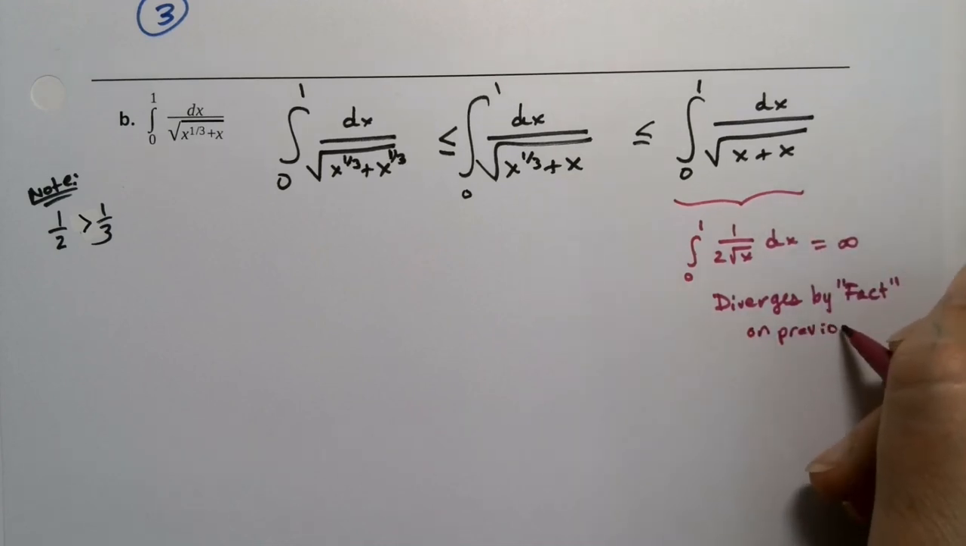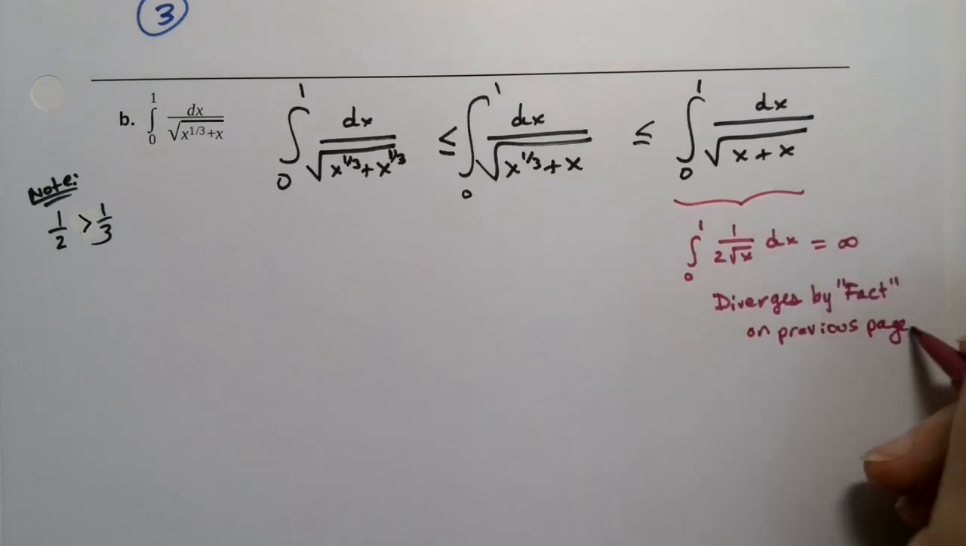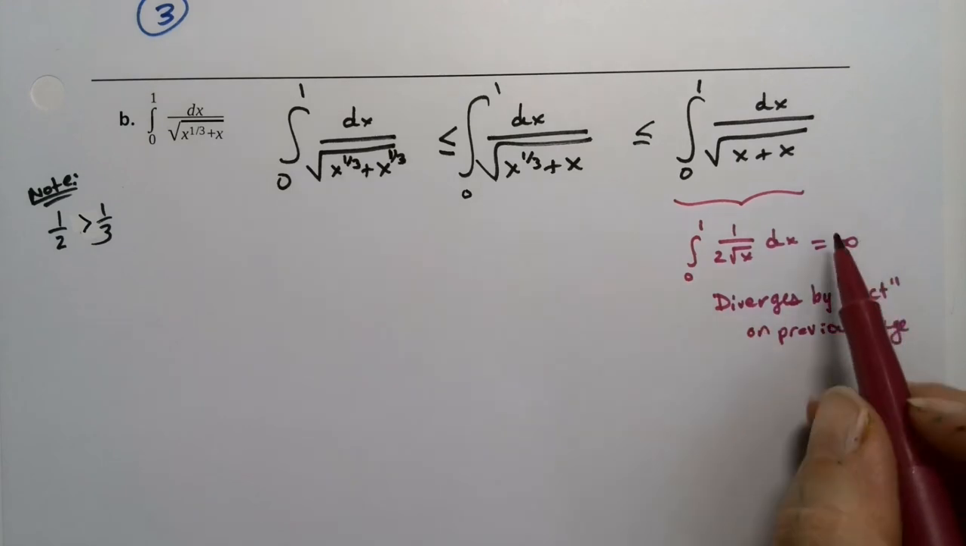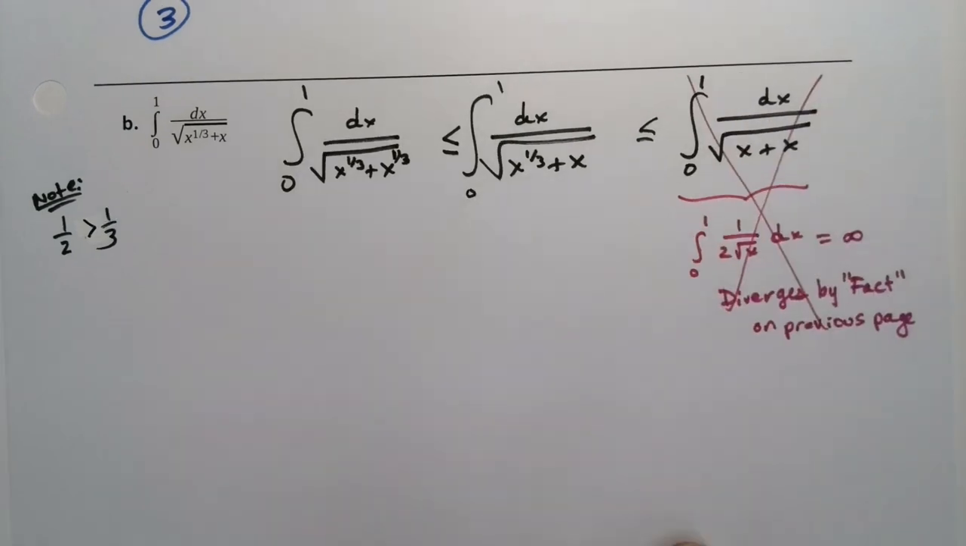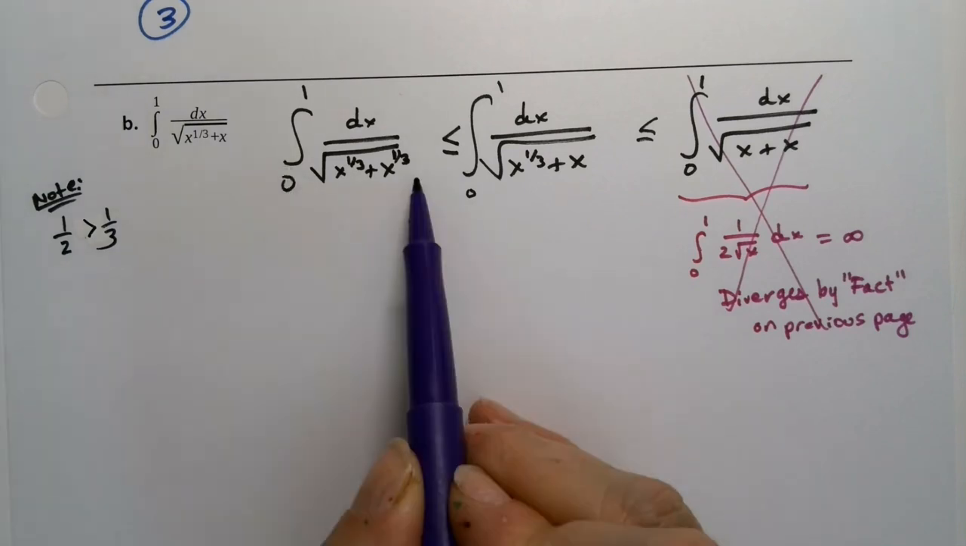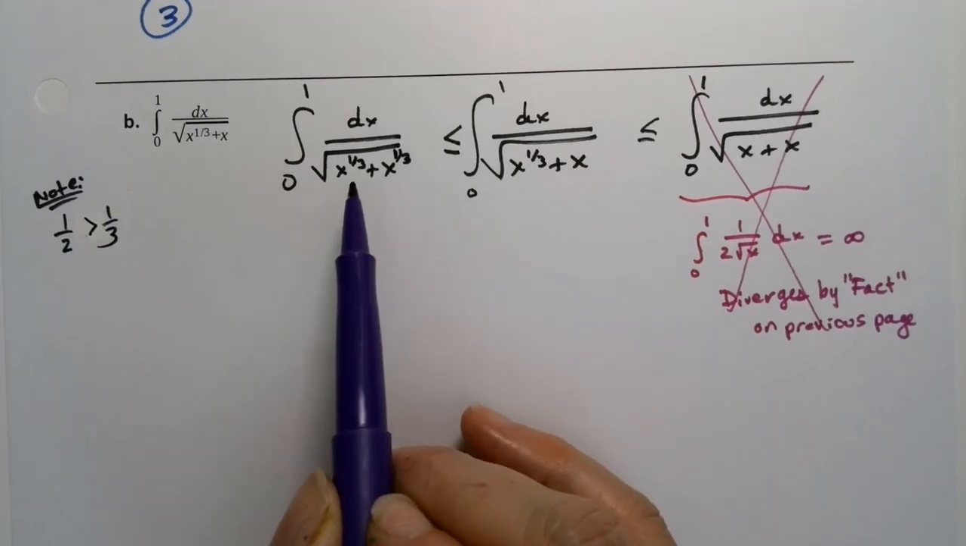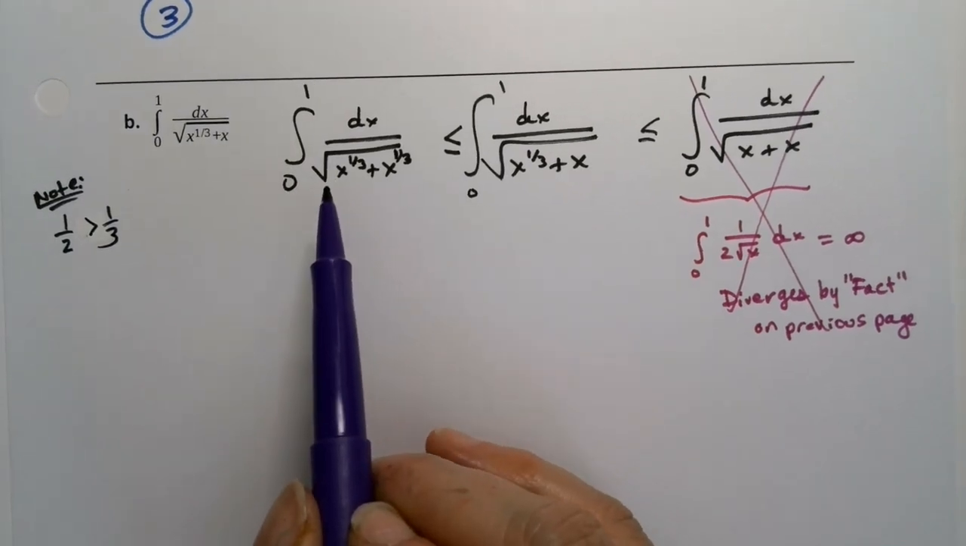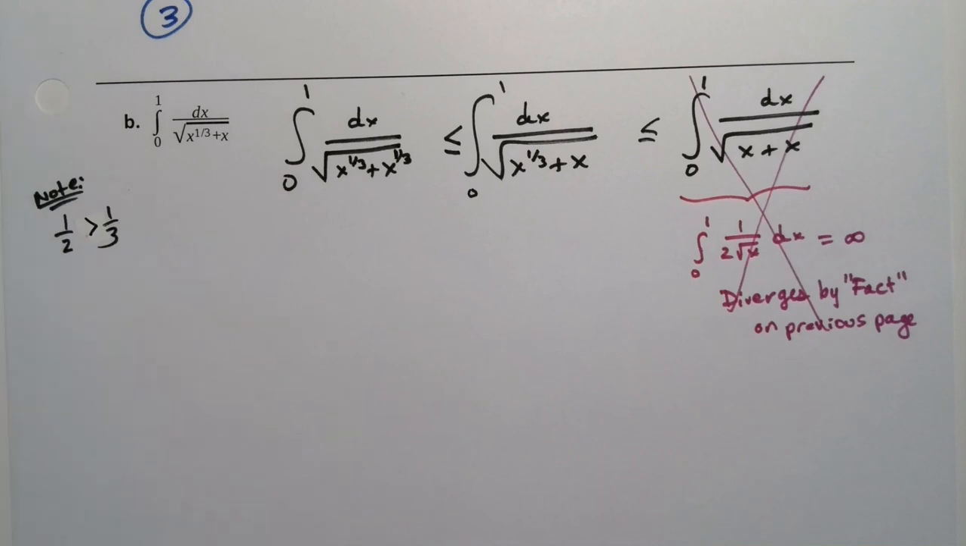So it's a larger function, but it diverges. A larger function diverging doesn't do me any good. All right, boo. Let's go to this side. On this side, this one is smaller, and I want it to diverge. If it diverges, it will be great. Okay, well, let's look at it.